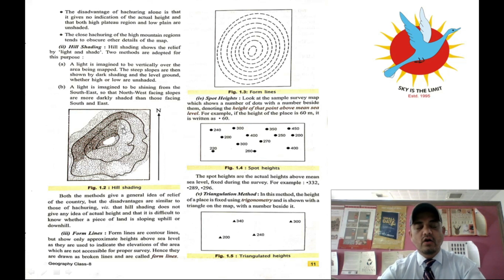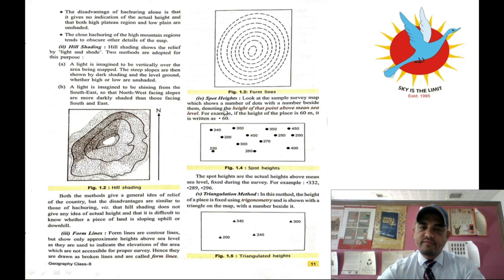Form lines are also known as contour lines, in which dashes are shown. Form lines are shown by dashes, and they give almost the approximate height. So form lines show the approximate height of the relief features. Now spot heights: you can see in figure 1.4 that spot heights are given.